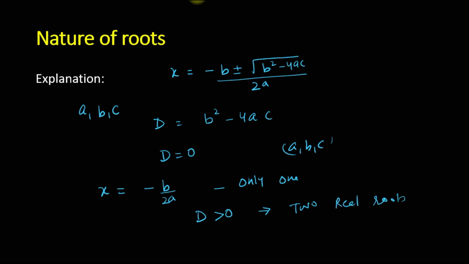Now if D is less than 0, the square root of a negative number is imaginary. So in this case we get imaginary roots. So there is no real value of x for which the given equation is satisfied. So this is the nature of roots. We will discuss in a later class more about the nature of roots, sign of roots, and some questions based on these concepts.